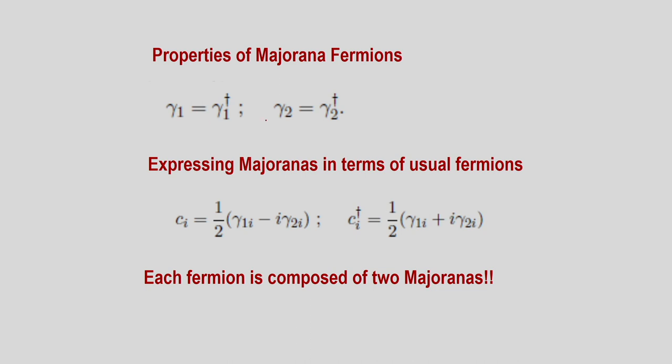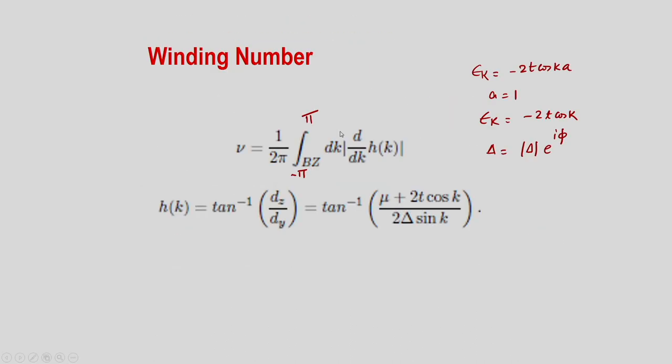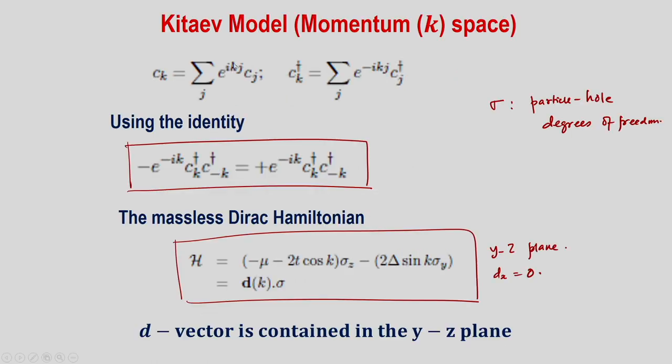So we are just talking about two different Majorana fermions, and we'll come in a while to why we are talking about two of them. Each one of them has the property gamma 1 equal to gamma 1 dagger and gamma 2 equal to gamma 2 dagger. So these gammas correspond to Majorana fermions, just like the c corresponds to the usual fermions that you have used in order to write down the Hamiltonian.